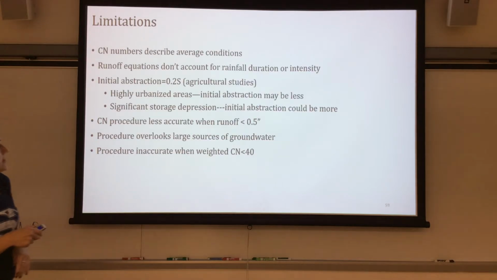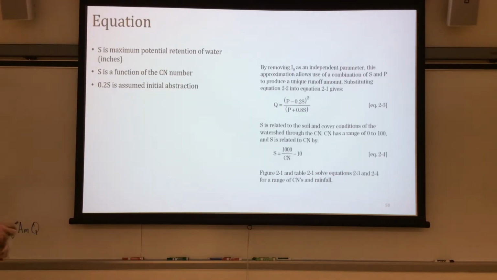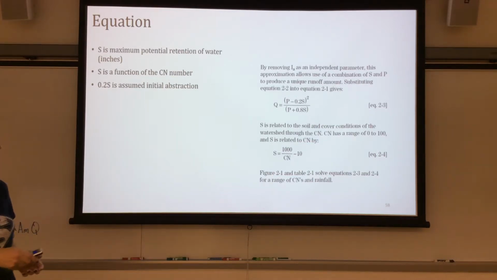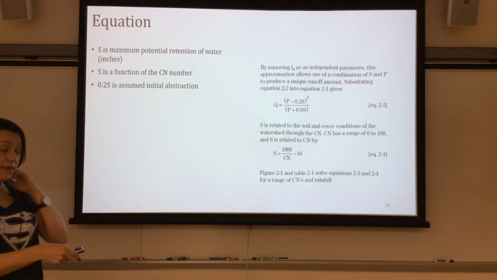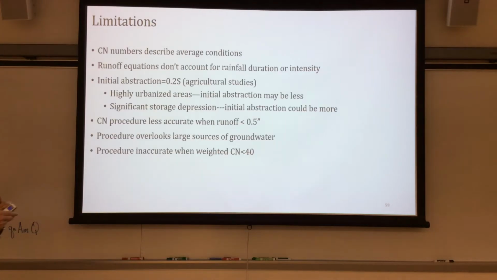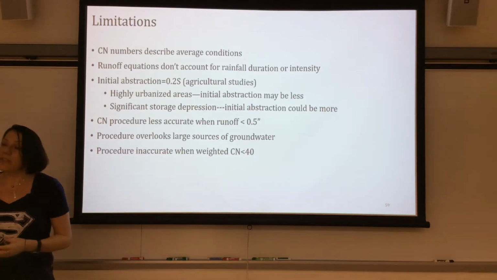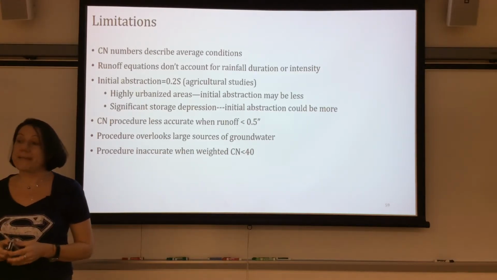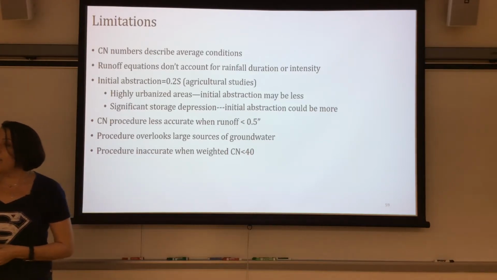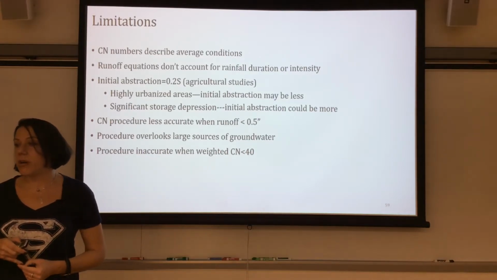Back to equations. It goes over the assumption of potential rainfall or potential retention of water in the ground, or even some type of abstraction. And there's the equation. Okay. Limitations: curve numbers describe average conditions. So you're just best guessing it on picking one number for your site. And most of this is done based on test trials.